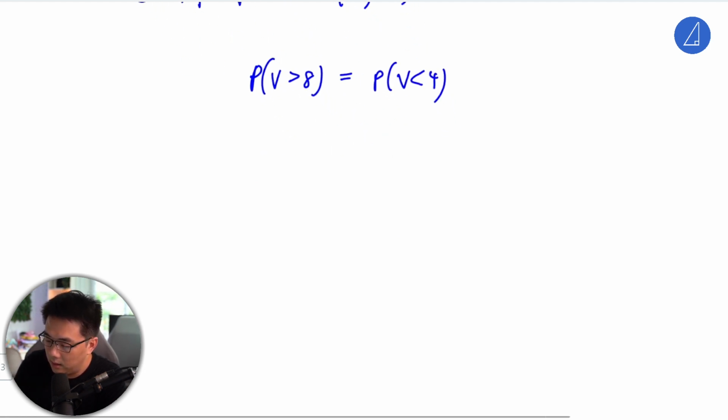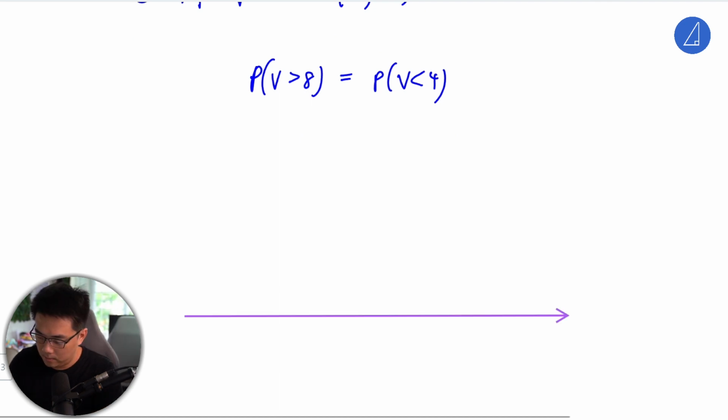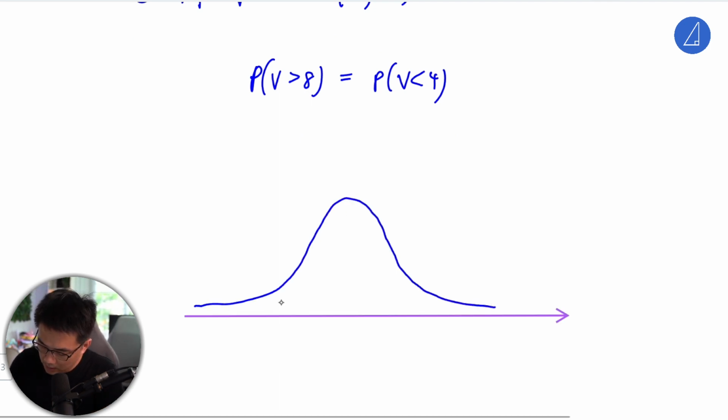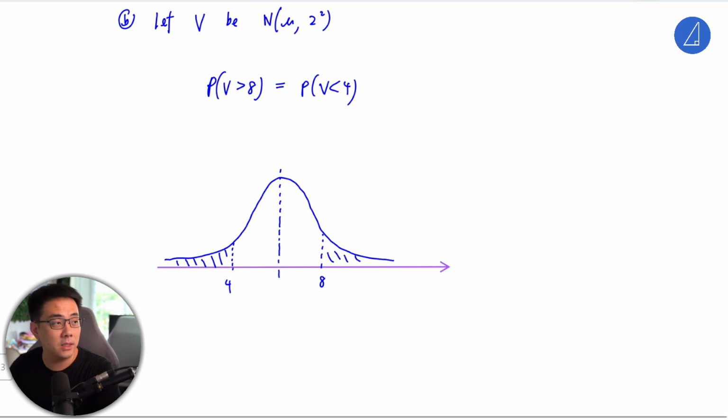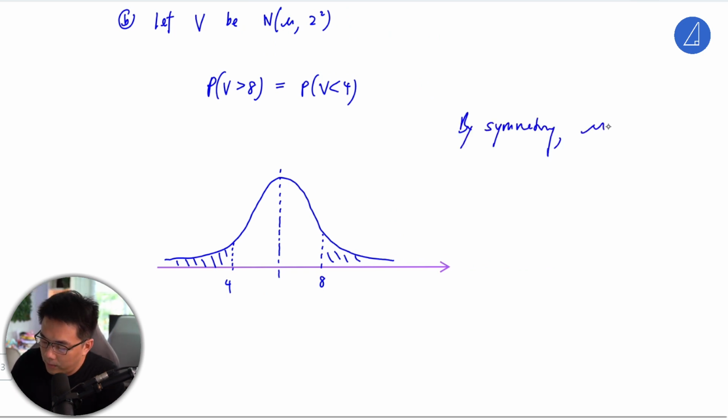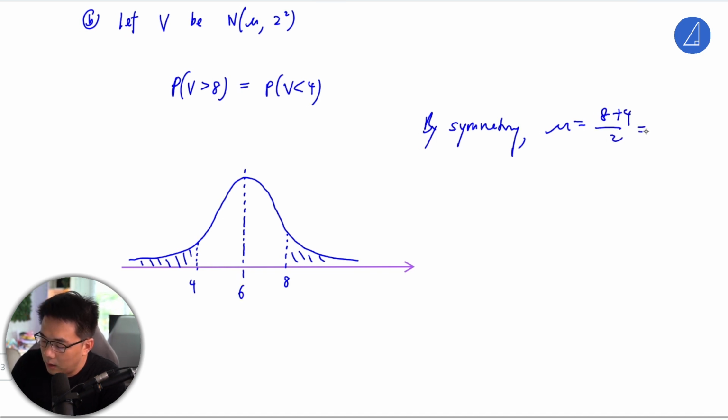So meaning to say, when you draw this out, this over here is 4 and this over here is 8, because it has to be symmetrical. In other words, the center, the mean, by the properties of symmetry, we know that mu is just 8 plus 4 divided by 2. The mean point is 6. What is more interesting is that this is one standard deviation, which is 2.